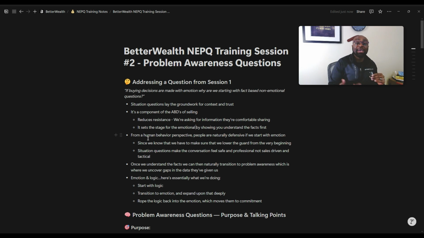So if we come in guns blazing, they're going to feel like you're doing this as a tactic, and they're like, this is weird. And they're also going to feel like you don't even know anything yet. How are you digging into the emotions when you're just kind of grasping at straws? Like, this doesn't make sense, right? And so, since we know that we have to make sure we're lowering the guard from the very beginning, one of the ways that we do that is by not trying to implement some tactic that they're going to be thrown for a loop about.